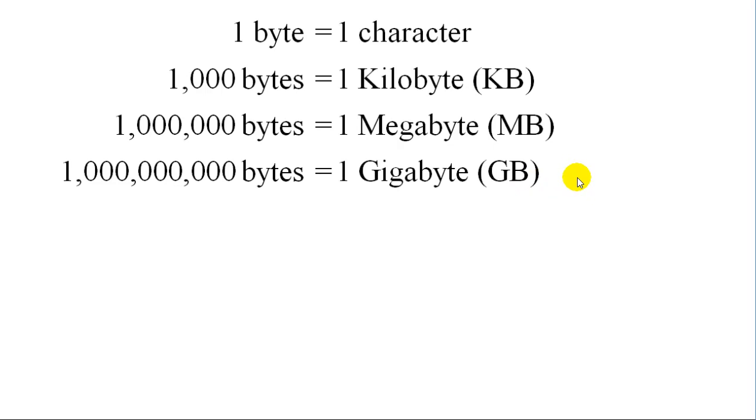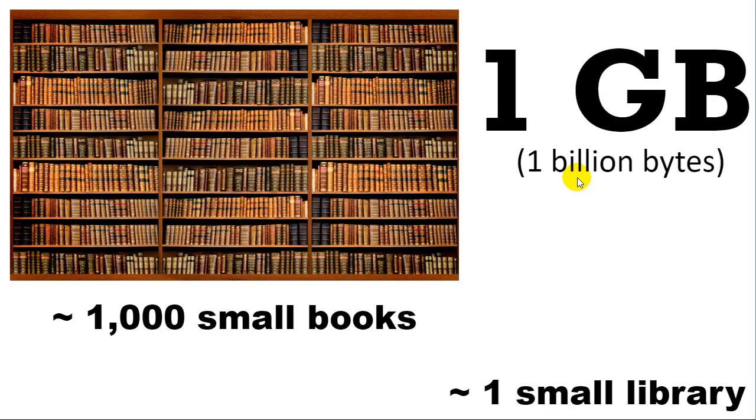Somebody should be taking notes. 1,000,000,000 bytes is a gigabyte. Well, how much is a gigabyte? A gigabyte is 1,000,000,000 bytes, which is about 1,000 small books. About the size of a small library, I wrote down there at the bottom.